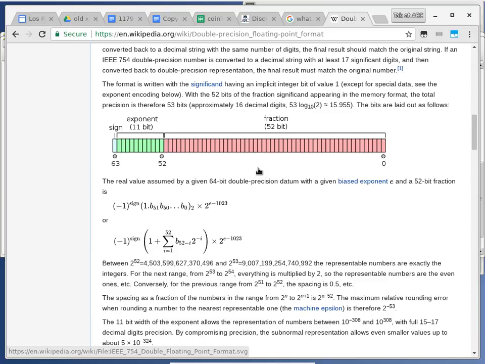The light blue one is the sign, which is 1 single bit. It's the most significant bit. And they even give you the bit numbers, okay? The green part is the exponent. There are 11 of those. And then the pink part is the fractional part of the mantissa, and there are 52 of those.